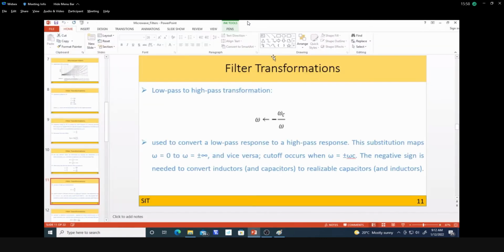Okay. So now here, one more important point, we have put the negative sign. That negative sign is to convert the inductors or capacitors to realizable values. Okay. So that is the physically realizable, absolute values. For that intention, the minus is there. So this is the low pass to high pass transformation.